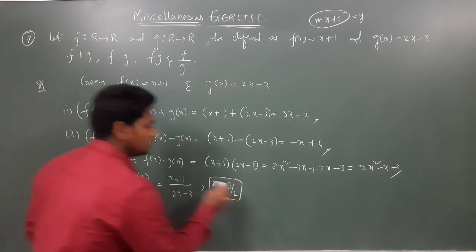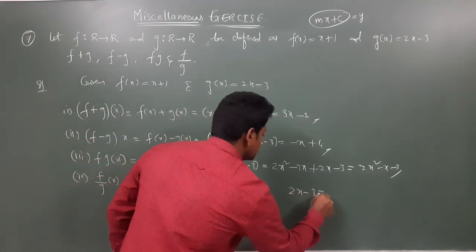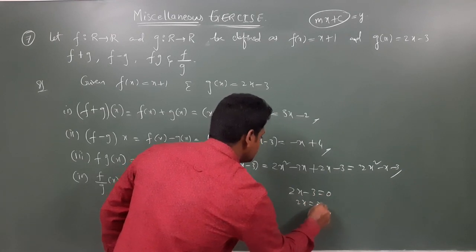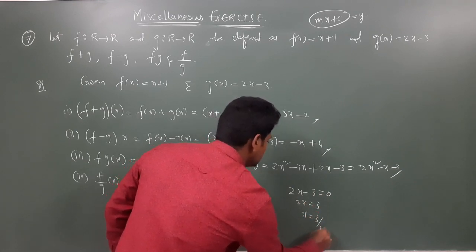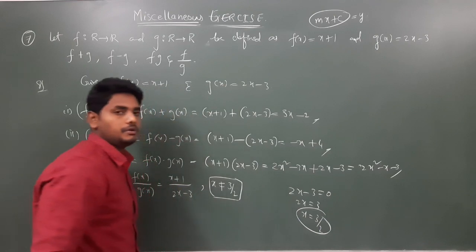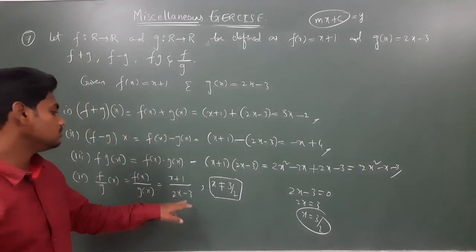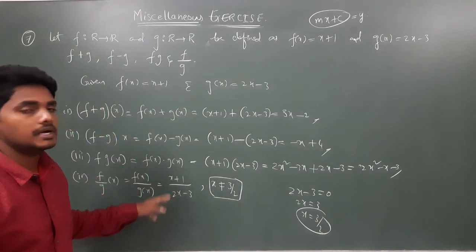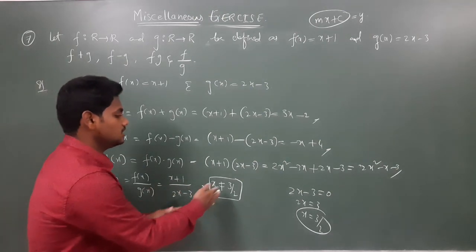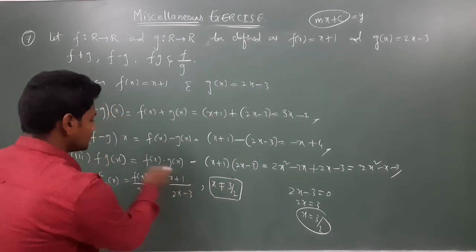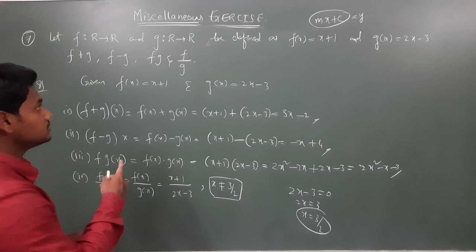Why? We need to equate the denominator to 0. 2x minus 3 equal to 0, 2x equal to 3, so x equal to 3 by 2. If x equals 3 by 2, the denominator becomes 0 and the function becomes undefined. So except at x equal to 3 by 2, the function is defined. Pause the video and note it down.